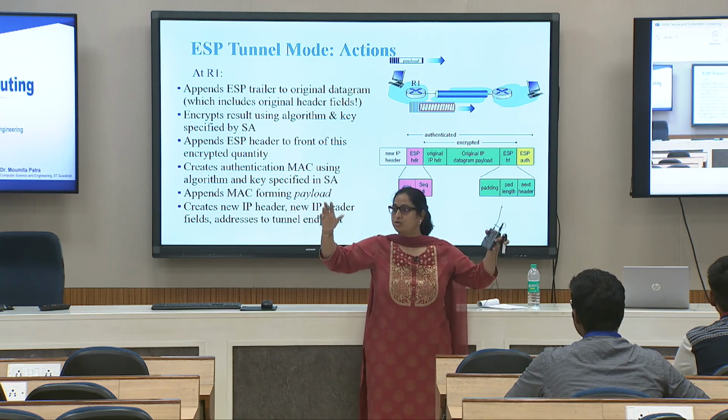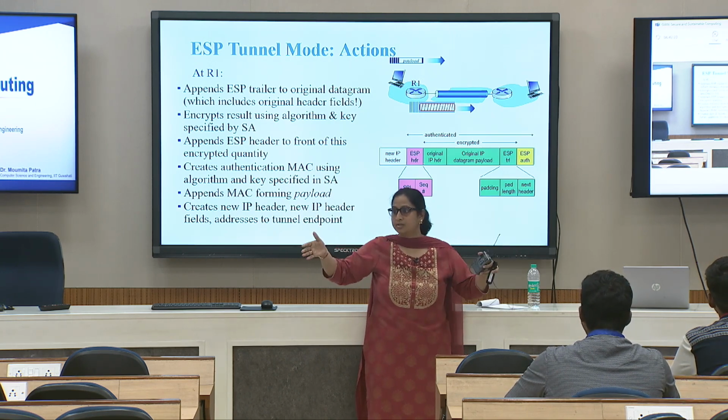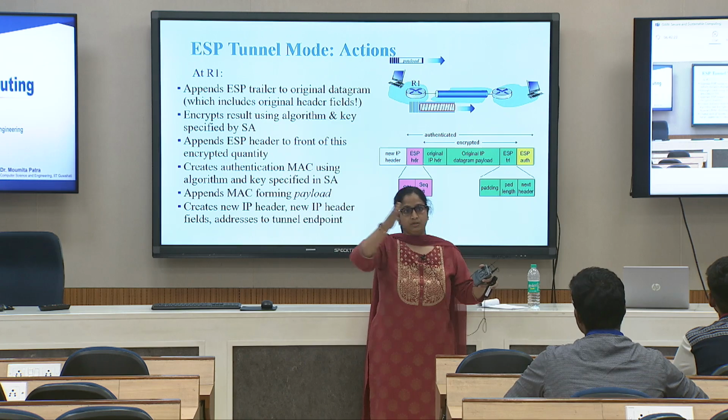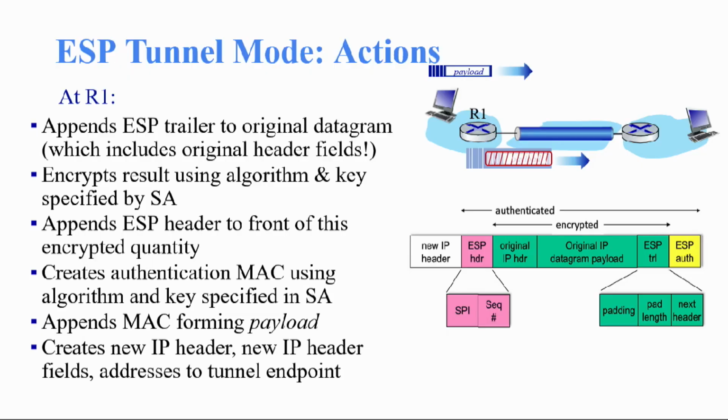That was created. So you are actually creating a logical connection before you set up the connection between these two entities. Now what you do: append the ESP header to the front of this encrypted quantity, create the authentication MAC as I was telling you, using the ESP authorization, the yellow part that you have, then append the MAC, forming the payload, and then create the new datagram with the destination of the tunnel endpoint. So this is when R1 wants to send something to R2.